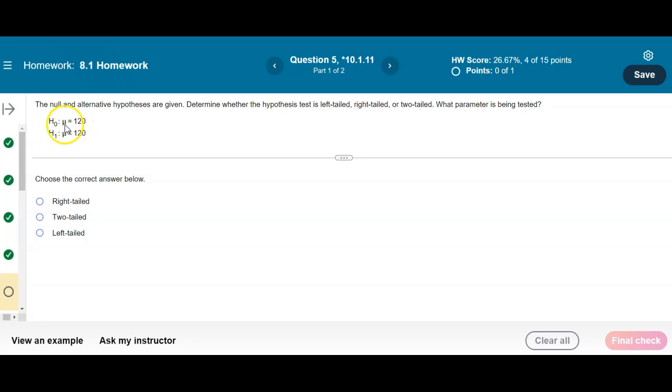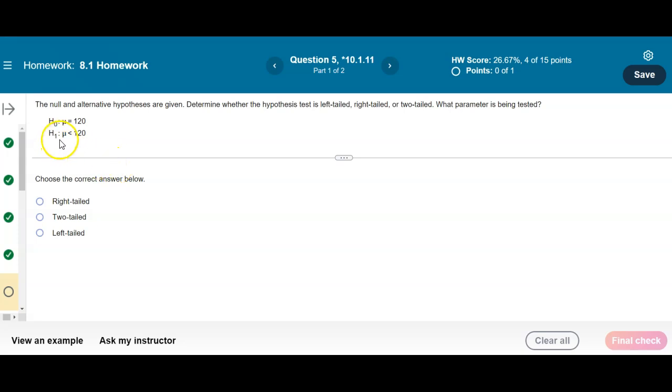So if this is not true, if the mean is not 120, then it could be less than that, it could be above that, or it could just be not equal to that. And those are the three different types of tests we have down here. This would be if it's above that. This would be if it's below that, and this would be if it doesn't specify, if it's just not equal. It could be above or below, and that's why we have two tails.